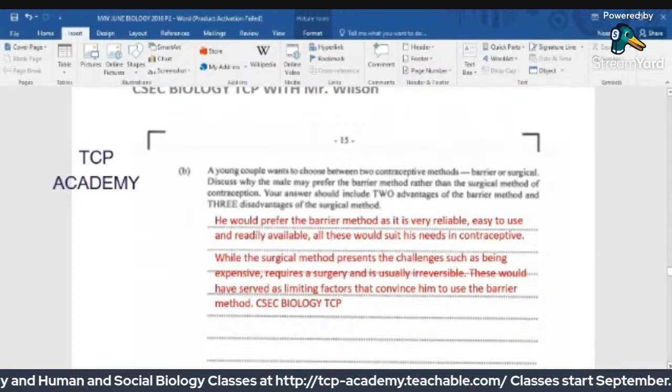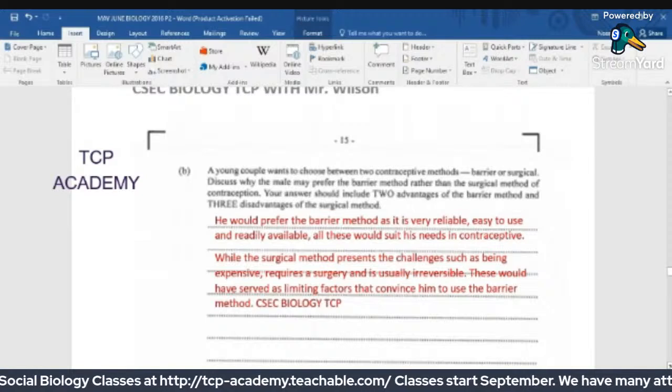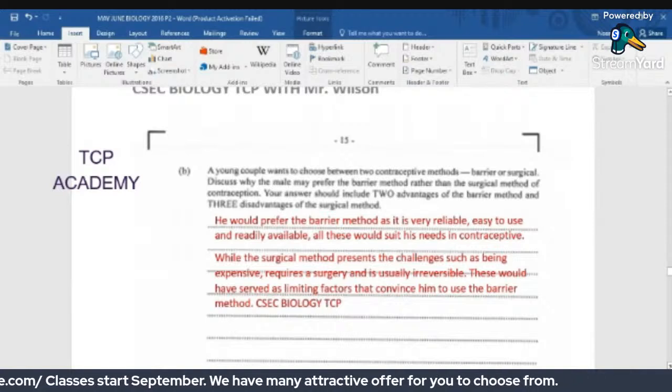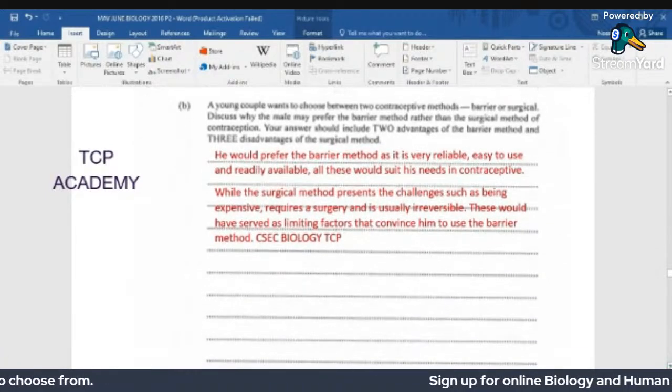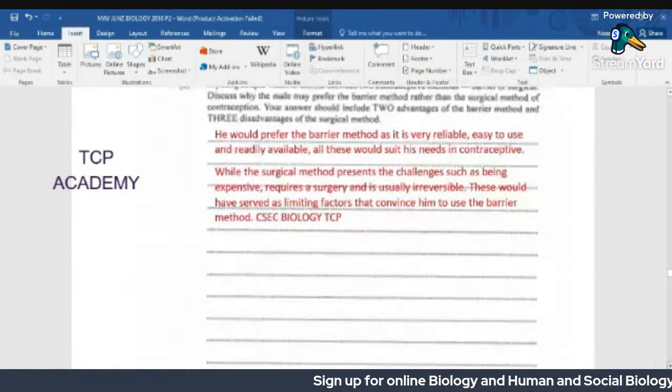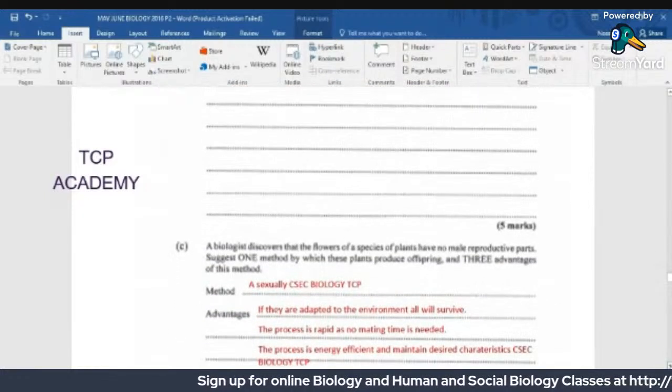So standing out here is that it is expensive. Of course, you require surgery. It might be irreversible, and a lot of persons are afraid of knives and surgery, and you want to protect his manhood. I really don't want to feel like, hey, no, that's not the thing for a man. So they'll prefer the barrier method at all times, using a condom.